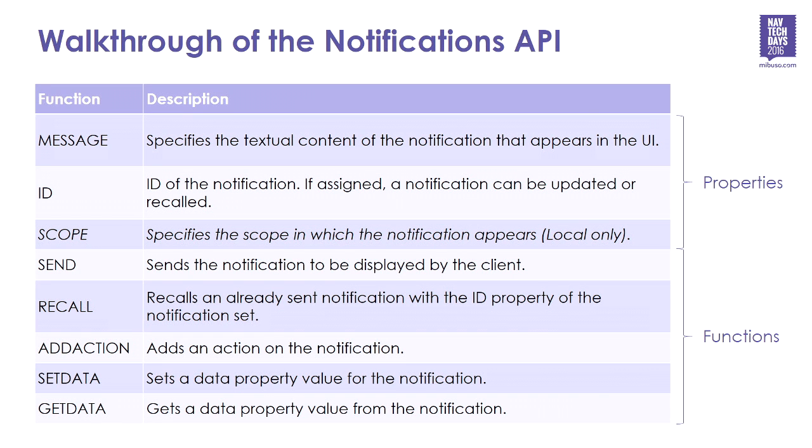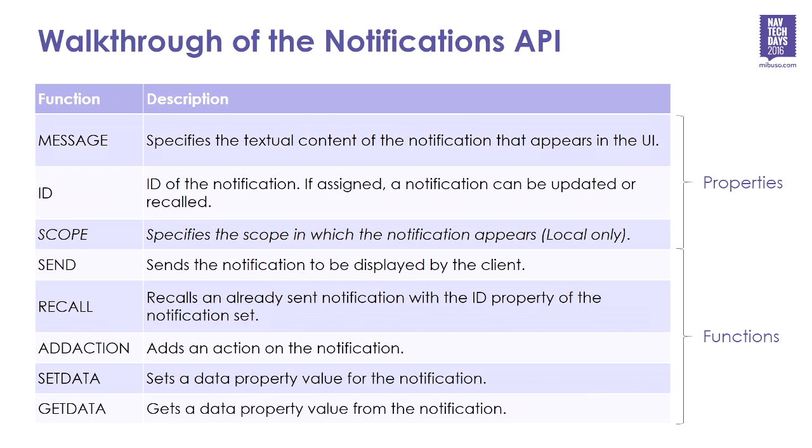So, time to get serious. The API. Well, as you can see, it is not that big yet. We've got 2.5 properties. Well, we've got the message, which specifies the actual message that you want to display to the user. Then we've got the ID. Now you can assign an ID if you want to be able to reconnect to the notification in case you want to update it or you want to recall it. Else that's an optional property.